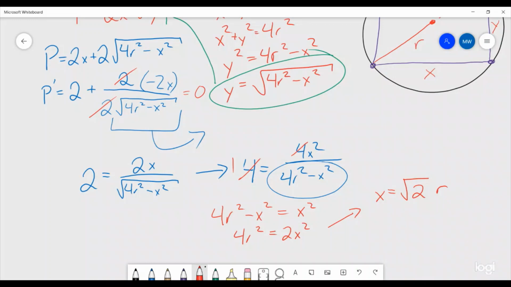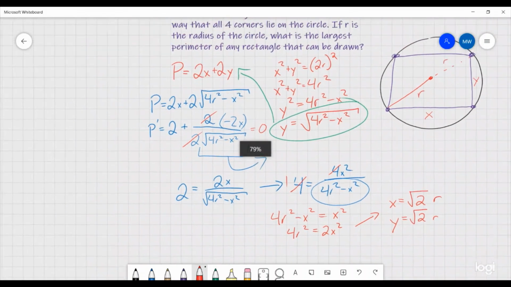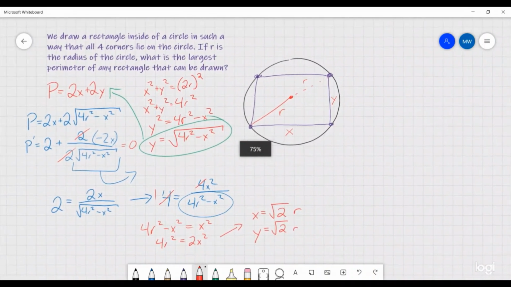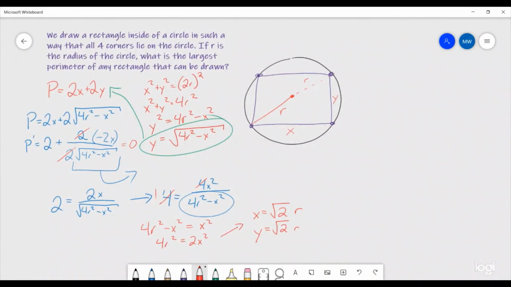And now that we have this, we now know what x is. We can then solve for y, and it turns out that y will also be the square root of 2 times r. So now that we have all of those pieces, we can now figure out what's the largest perimeter. The largest perimeter is going to be 2x's plus 2y's.